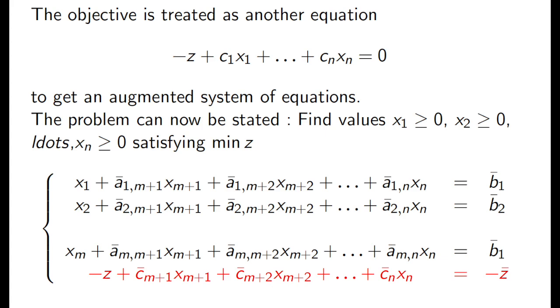The problem can now be stated. Find values of x1 until xn greater or equal to 0, satisfying the system of equations and minimizing z. And we add the cost function at the end in red.